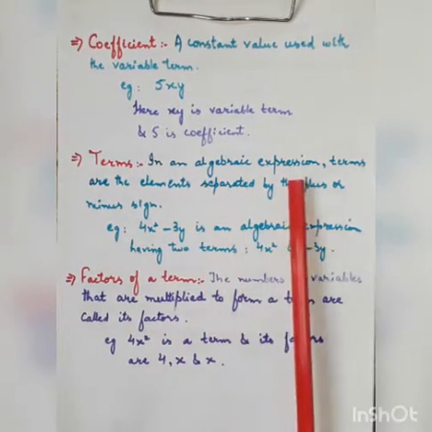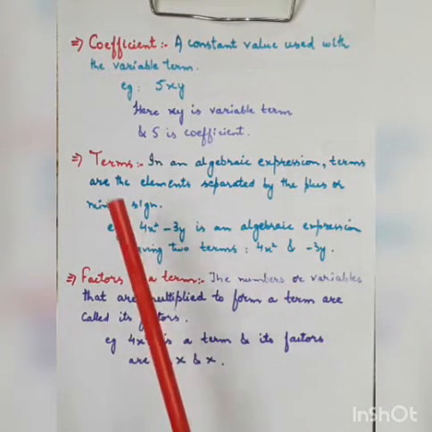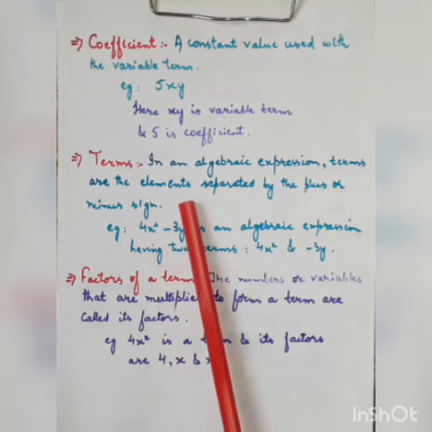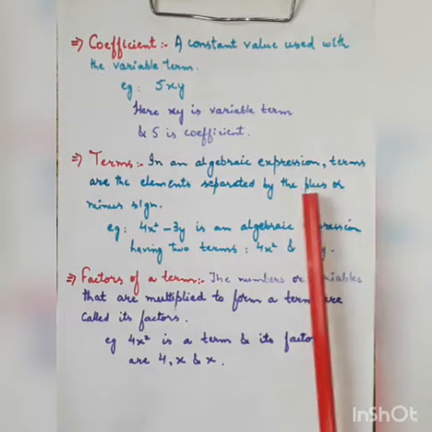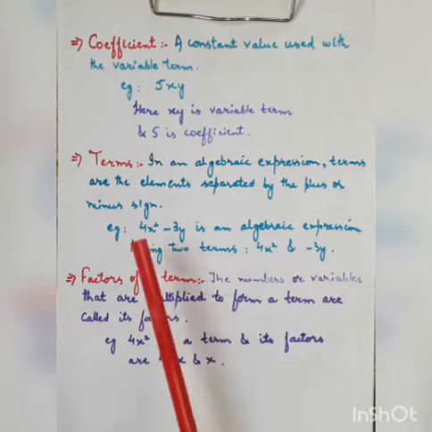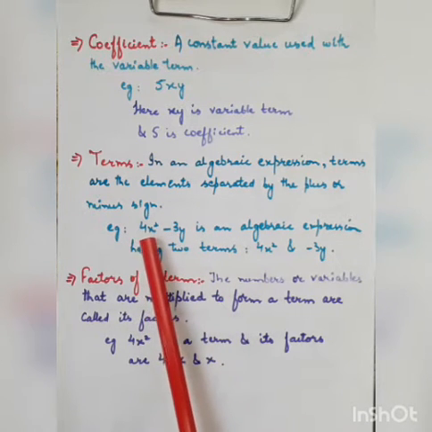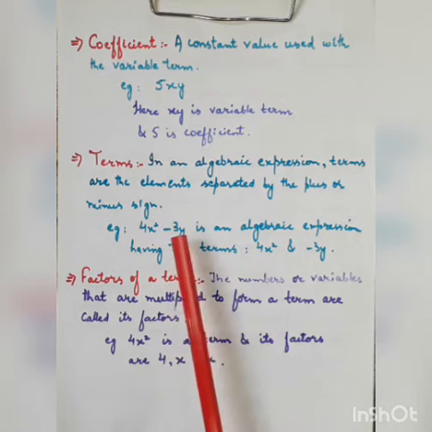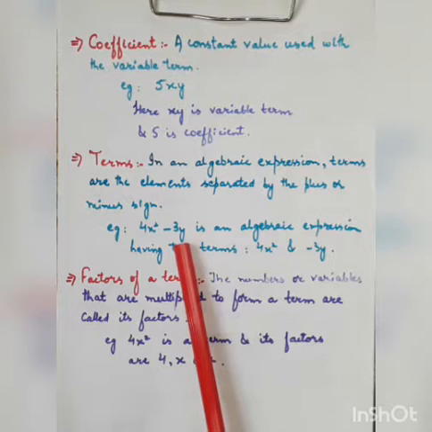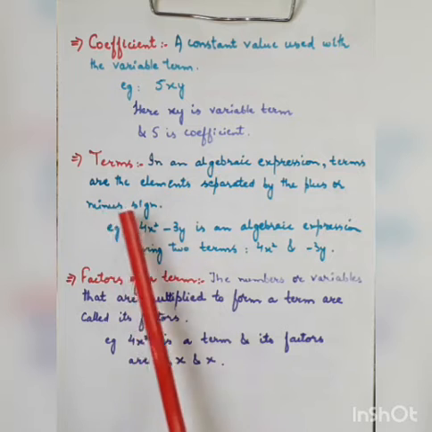Then next is terms. In an algebraic expression, terms are the elements separated by the plus or minus sign. So एक algebraic expression में terms जो है ये वो elements होते हैं जो separate होते हैं operations से, like बीच में प्लस होगा और माइनस होगा. For example, this 4x square minus 3y is an algebraic expression and in this algebraic expression this 4x square is a term and this minus 3y is another term. So here we are having two terms, 4x square and minus 3y. Clear?